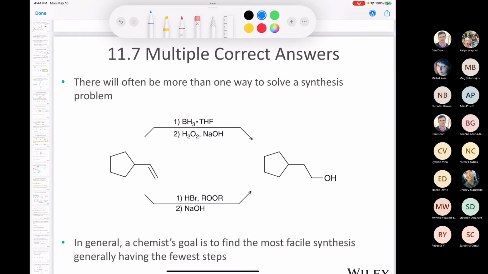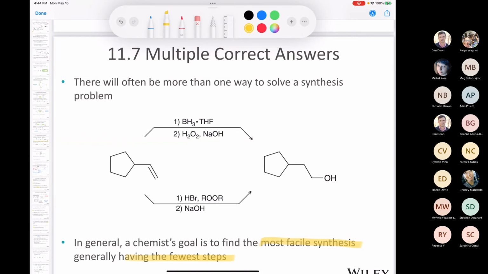However, as the course progresses, let's say one person answers a question in 2 steps and another person answers the same question in 7 steps. Well, the 7 steps might not be wrong, but I wouldn't say it would be worth full credit. And on a multiple choice, if I give you multiple ways that work, you would want to choose the one that is most efficient. We're always looking for the most facile or simplest synthesis, generally speaking, having the fewest steps. Very few exceptions to that.